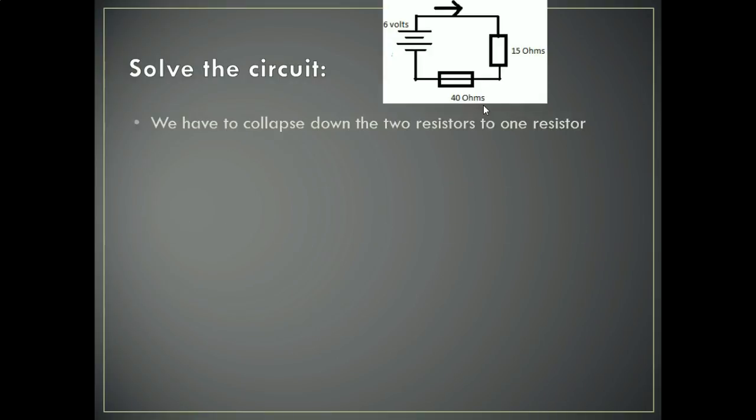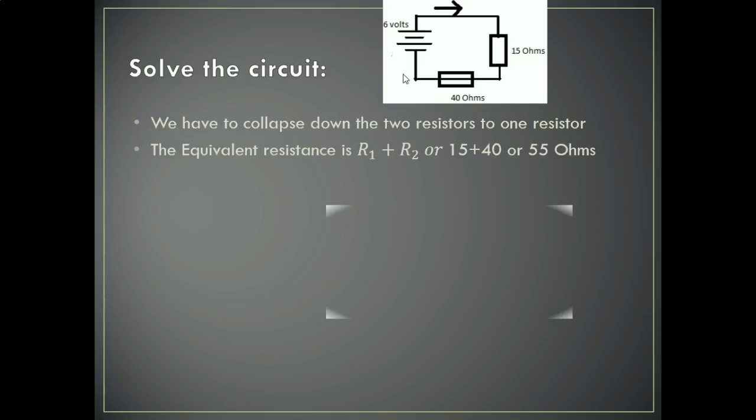We have a circuit here with a battery of 6 volts. The electrons move from positive to negative, so that's why I have this black arrow here. Then it goes to resistance 1 with 15 ohms, resistance 2 with 40 ohms, and then it comes back. So we have to solve the circuit. What we need is the current. When you're solving circuit problems, be sure to collapse down the two resistors into one. This is what I mean by R EQ.